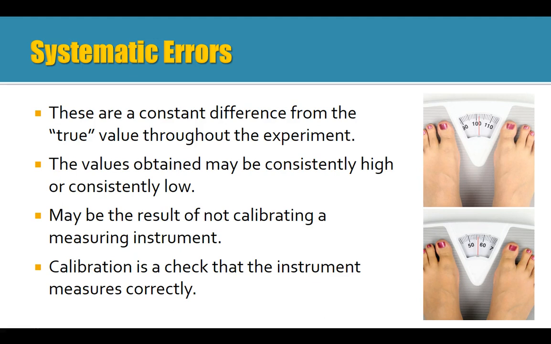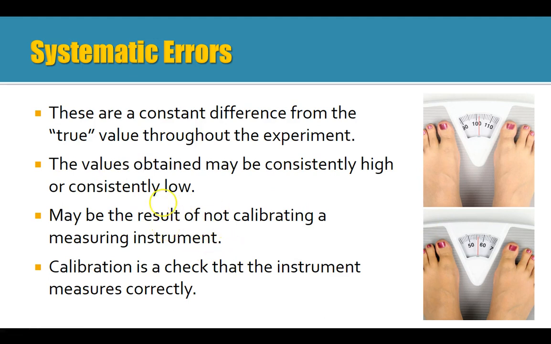So the other type of error is a systematic error, and this is where the error affects all the way through the experiment, and it's a constant difference or error that affects all the results the same and is often different from what we call the true value. So values that we obtain that have a systematic error will either be consistently high or consistently low. And it's usually the result of not calibrating the measuring equipment that you're using correctly.